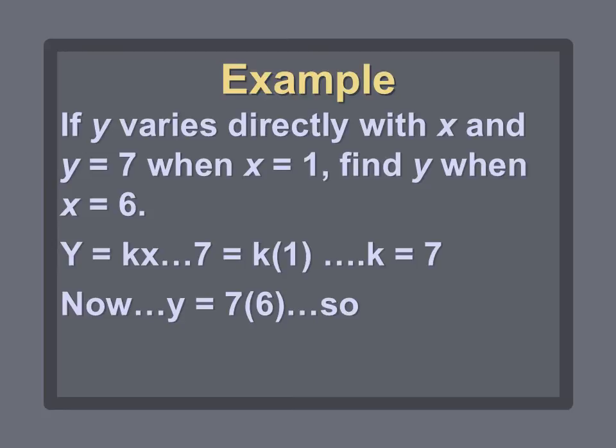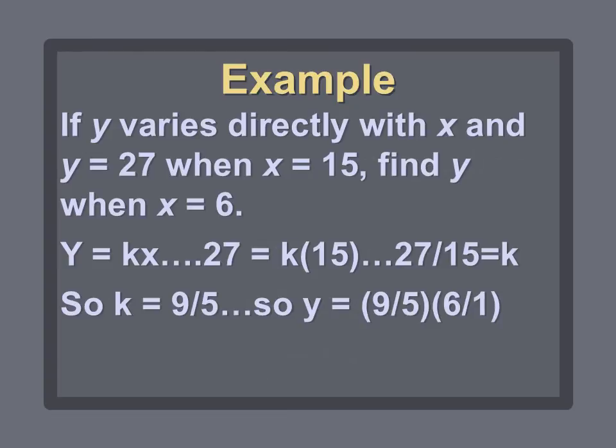We're going to use our handy dandy y equals k times x. And they tell us that y equals 7 when x equals 1. So we're going to substitute 7 for y and 1 for x. So we have 7 equals k times 1, which means that k is equal to 7. So if k is equal to 7, our equation is y equals 7 times x. So now we can figure out what y is when x is 6. Y will be 7 times 6, so y will be 42.